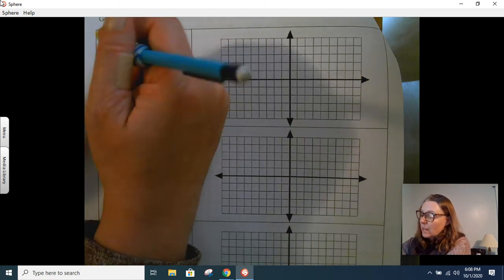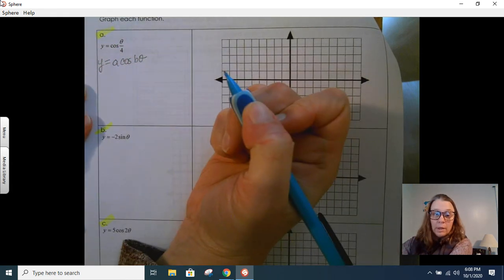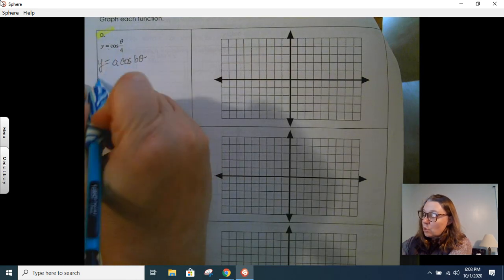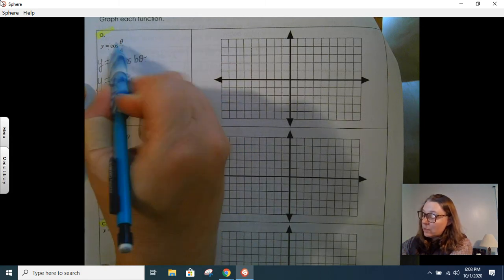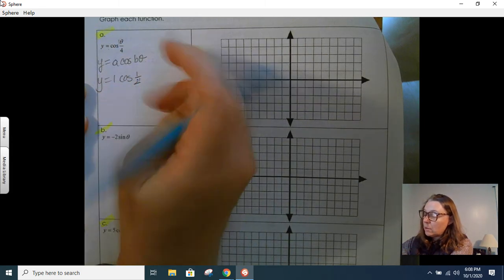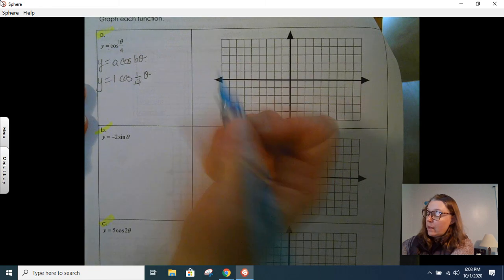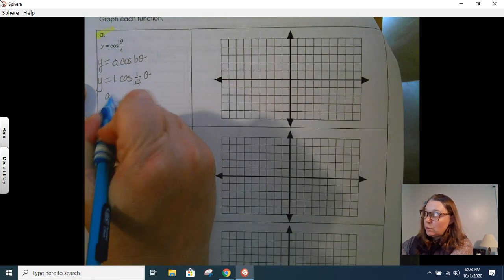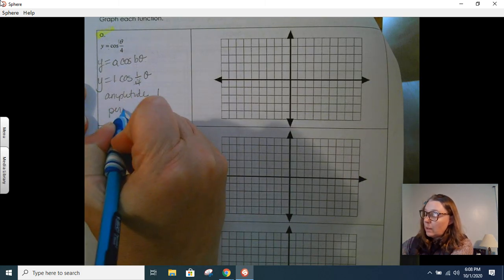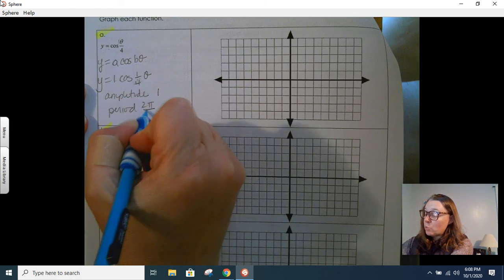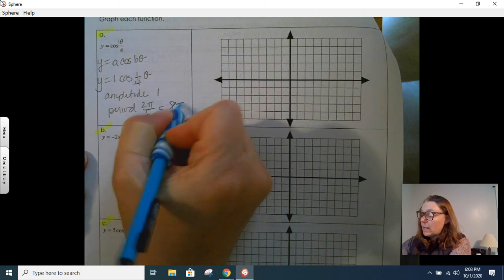Okay, so this is a cosine. If I compare this to y equals a cosine b theta, in place of my a, it's like there's just a 1. And then if I want to rewrite this so I could really see the b value, think of this as 1/4 theta. So if my a value is 1, that's my amplitude. So that means my max and min are 1 and -1. Here my period, I would do 2 pi divided by b, which is 1/4. So that's 2 pi times 4, because you multiply by the reciprocal, which is 8 pi.